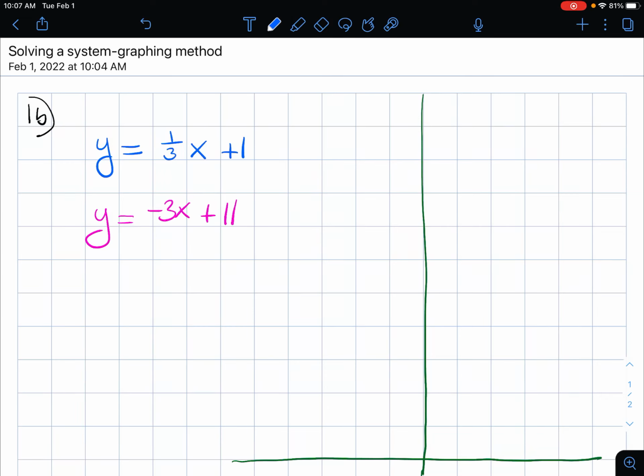Hi students, we are going to practice solving a system of equations using the graphing method. So I just took these problems right off of your check for understanding, or check your understanding question packets.